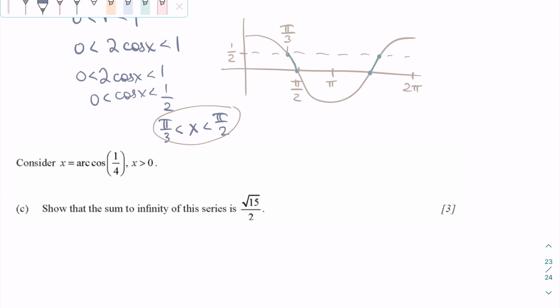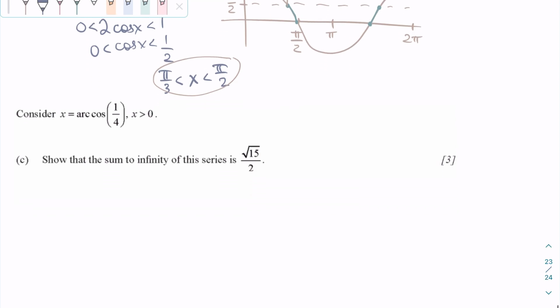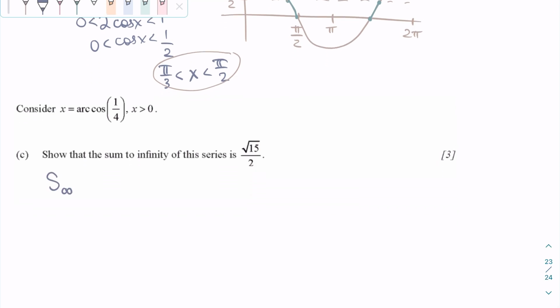Part C considers when x equals arc cosine 1/4. Show that the sum to infinity of the series is square root of 15 over 2. The formula for sum to infinity of a geometric series is u1, so the first term, over 1 minus the ratio. This formula is not given in the formula booklet, so it's good to memorize it.